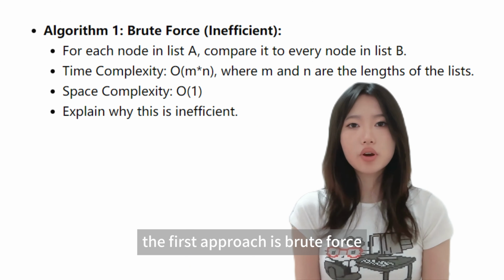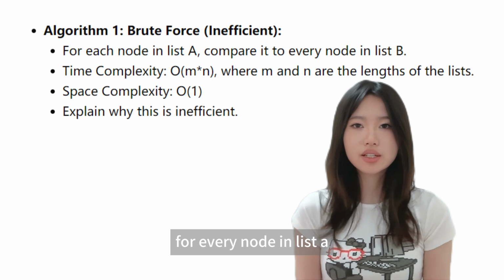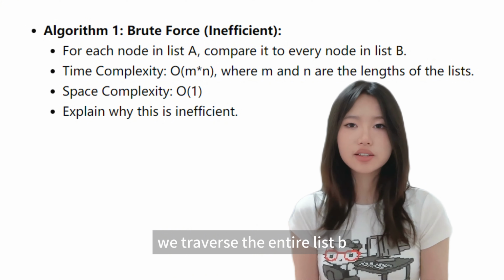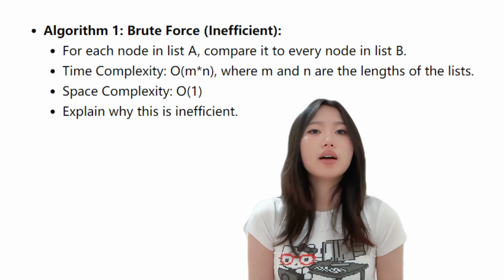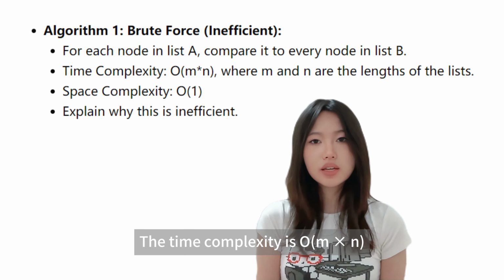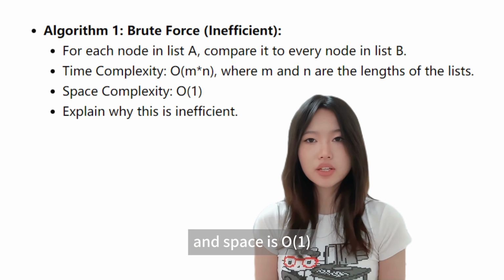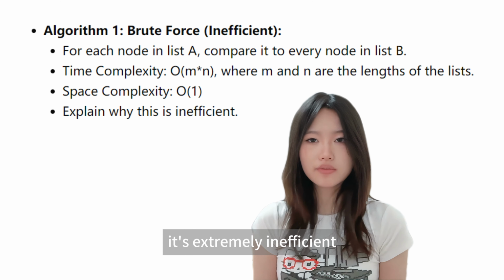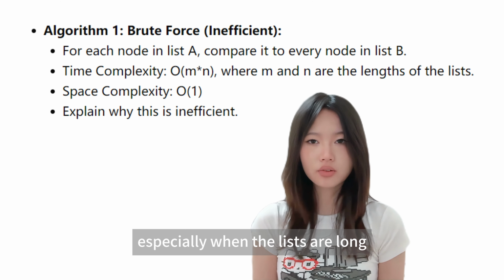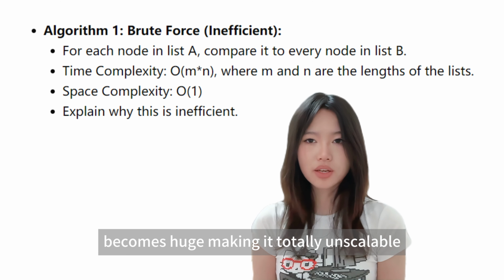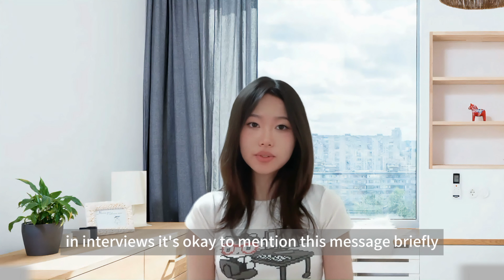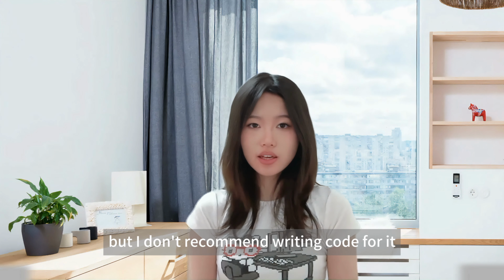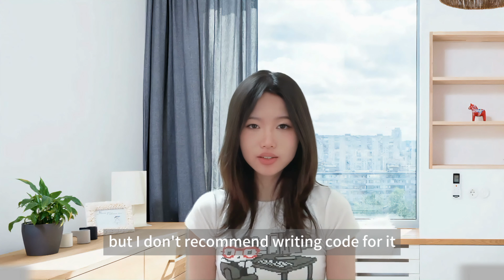The first approach is brute force. For every node in list A, we traverse the entire list B and compare each node to check if they reference the same object. The time complexity is O(m times n), and space is O(1). It's extremely inefficient, especially when the lists are long. The number of comparisons becomes huge, making it totally unscalable. In interviews, it's okay to mention this method briefly, but I don't recommend writing code for it.